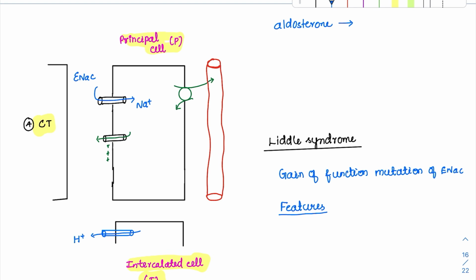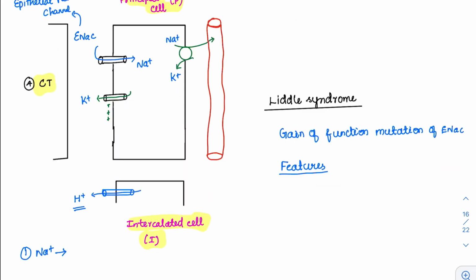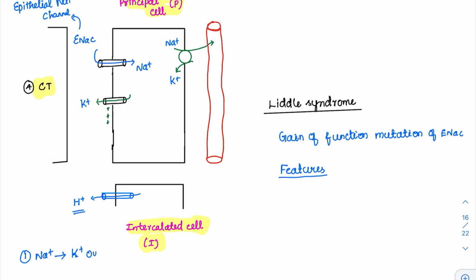What is this ENaC channel? This ENaC channel is nothing but the epithelial sodium channel. So this will bring in the sodium. And the basolateral sodium potassium ATPase will be operated. Whenever sodium is being reabsorbed, it will throw out more potassium. So first it will start throwing potassium out.